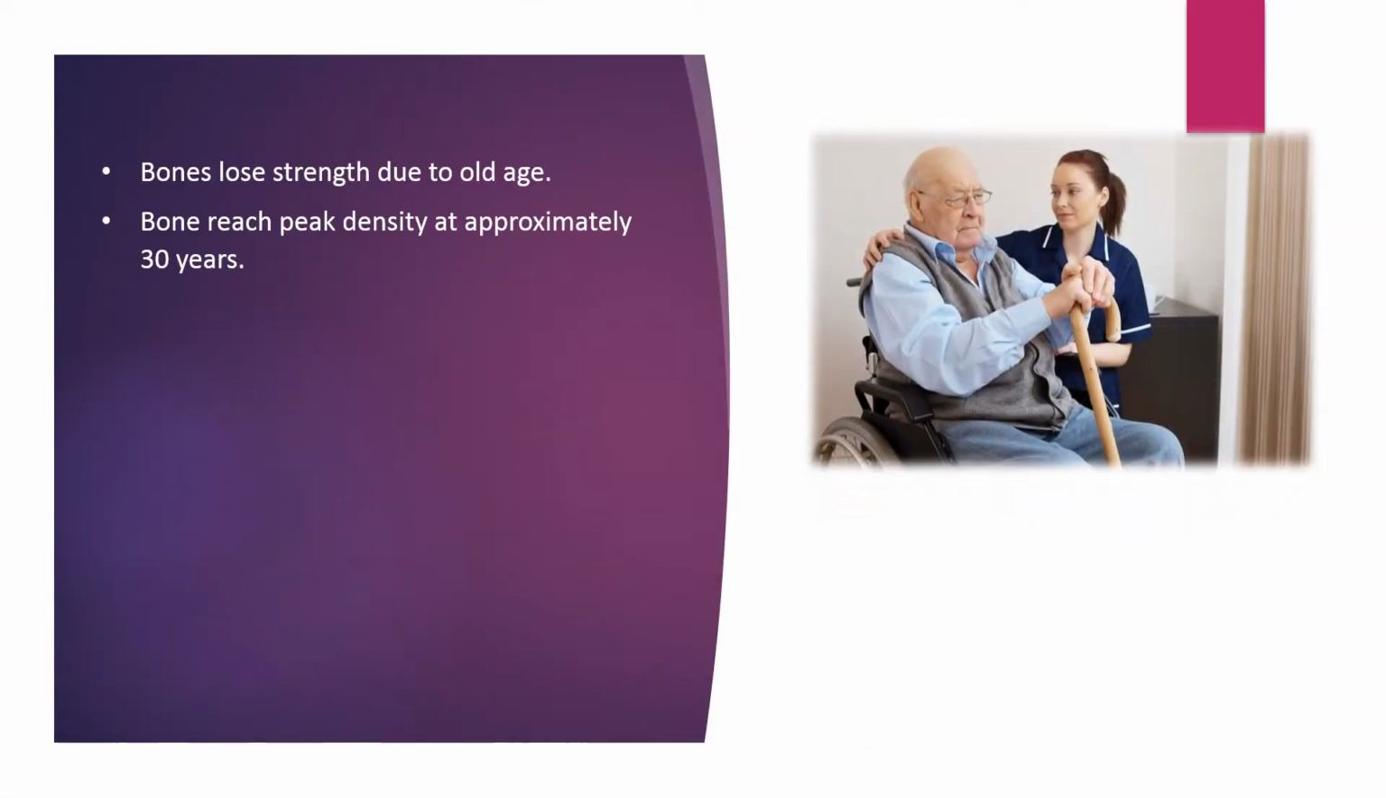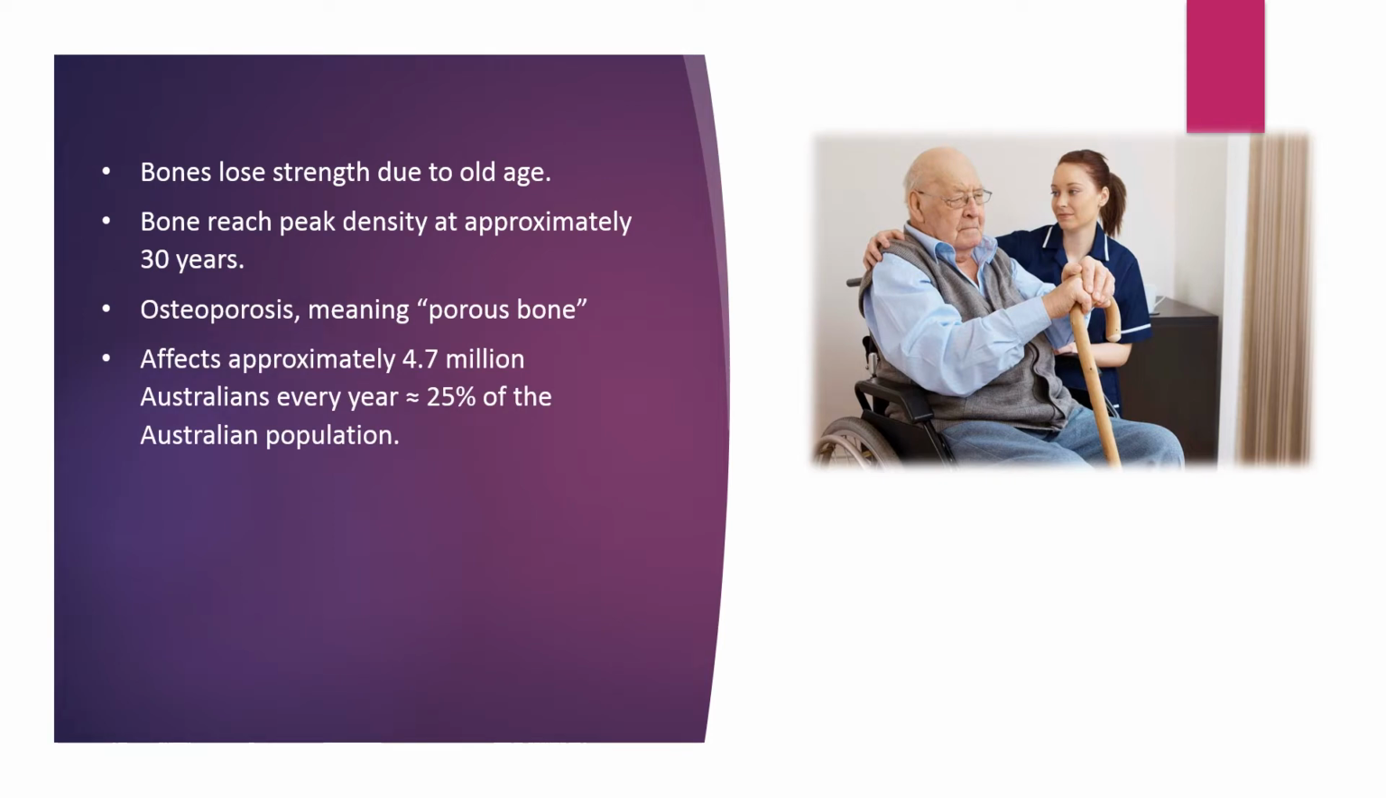So far we've discussed how bones fracture by force alone, but what happens when bones just lose their strength due to old age? Bones reach a peak density at about age 30, then the bone mineral density begins to decline when the resorption of bone occurs faster than bone formation. Ultimately, this can lead to a condition called osteoporosis, meaning porous bone.